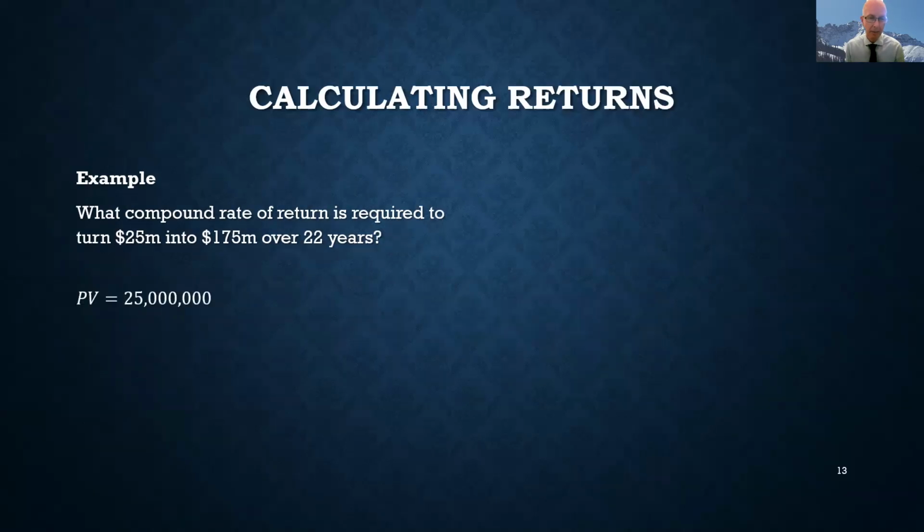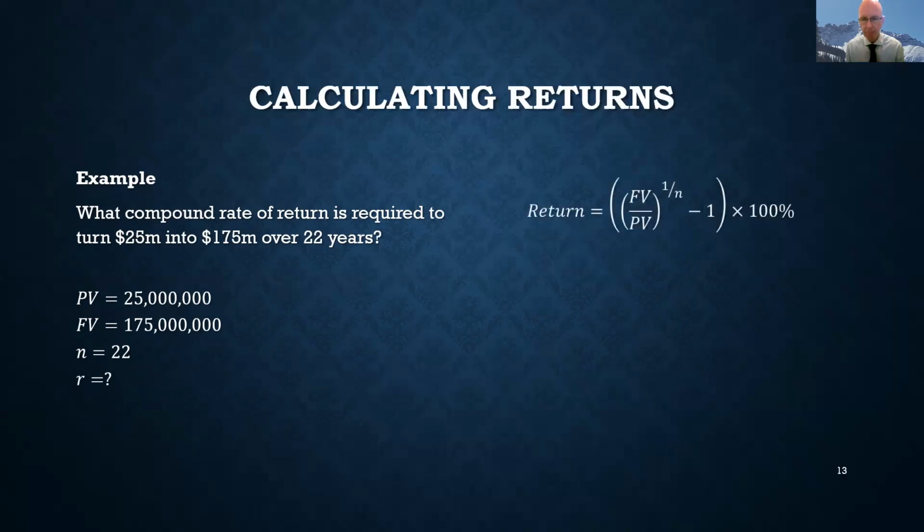So the present value equals 25 million. Future value equals 175 million. N equals 22. What is R? Write out the equation. Return equals FV over PV to the power of 1 on N, less 1, times 100%. Substituting the variables: 175 million divided by 25 million to the power of 1 on 22, less 1.